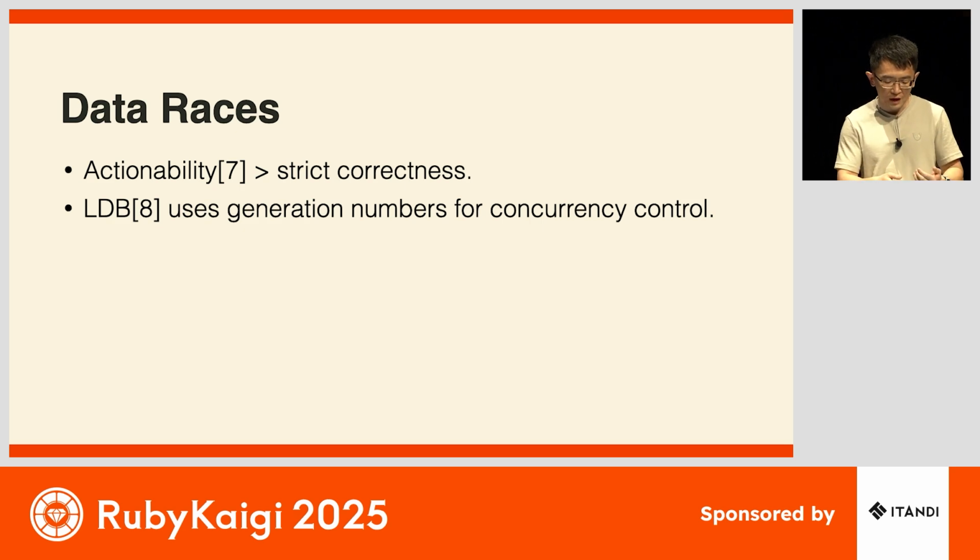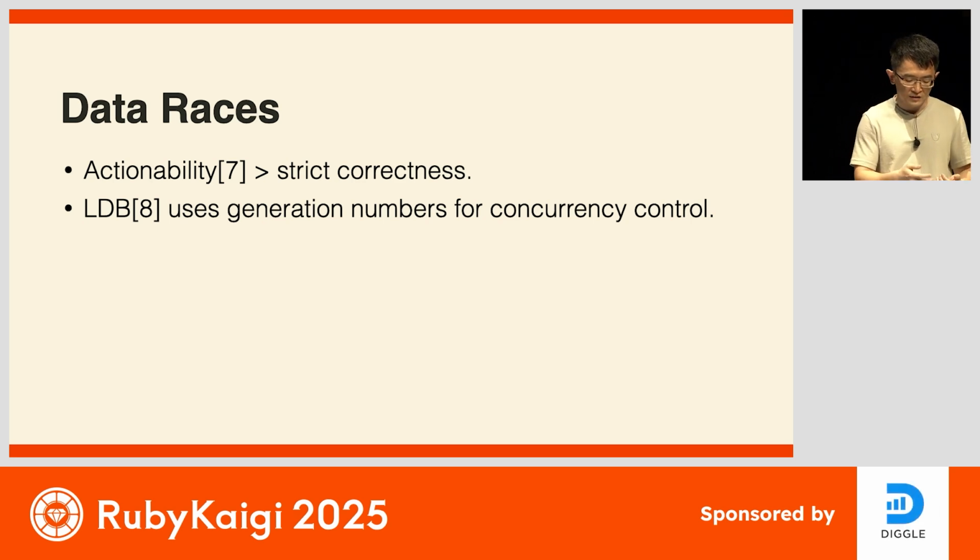This trade-off happens in many areas actually, for example, eventual consistency in databases or RCU in operating systems. However, if you still want to solve this, we have solutions. For example, LDB, which is a paper published in SOSP 2024, uses a generation number for concurrency control, so it's still resolvable.